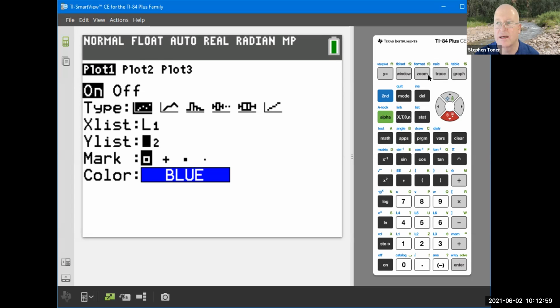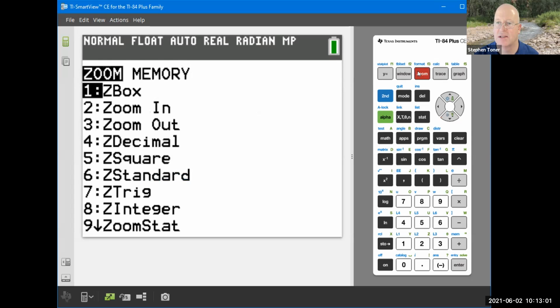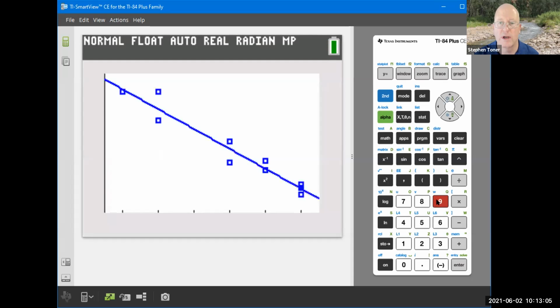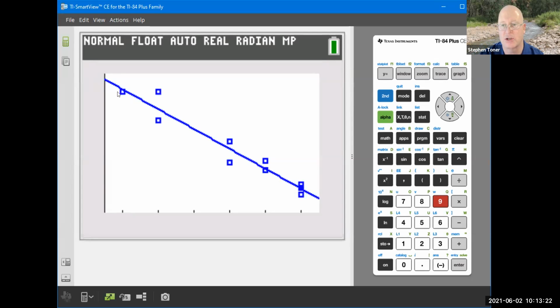Now, when I hit ZoomStat, Zoom 9 is ZoomStat, what it tells the calculator to do is graph your data and make the window fit perfectly so that the data values fall right inside that screen. And then because we had that line stored to Y1, we can actually see that line drawn there.